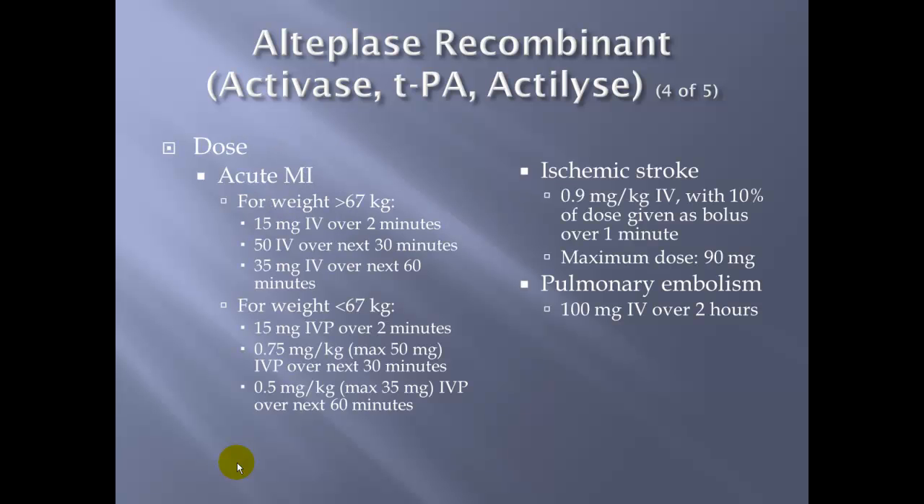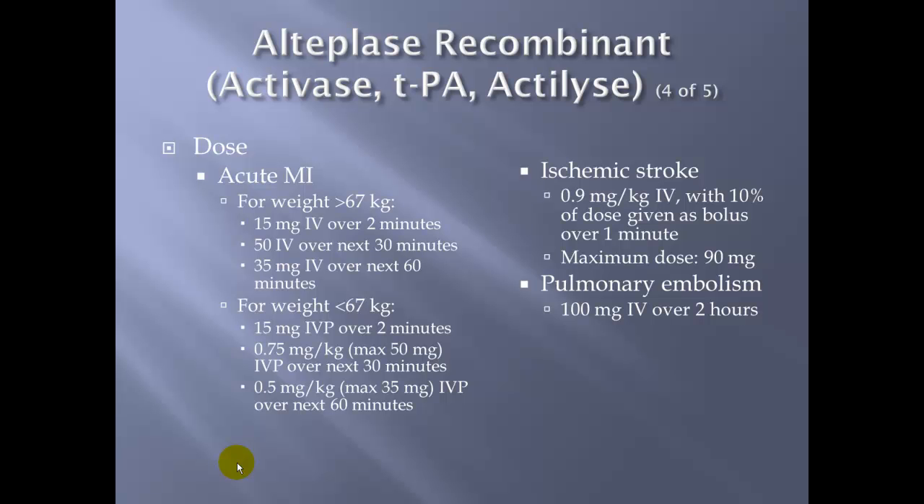Dose on this for the acute MI for weight greater than 67 kilograms, 15 milligrams IV over 2 minutes, 50 milligrams IV over the next 30 minutes, and then 35 milligrams IV over the next 60 minutes. Now this is going to come in 3 phases as far as the Activase goes. For weight less than 67 kilograms, 15 milligrams IV push over 2 minutes, 0.75 milligrams per kilogram with a max of 50, IV push over the next 30 minutes, 0.5 milligrams per kilogram with a max of 35 milligrams, IV push over the next 60 minutes.